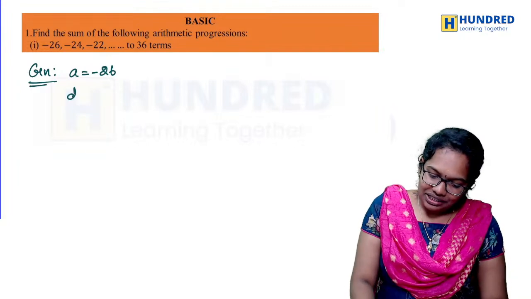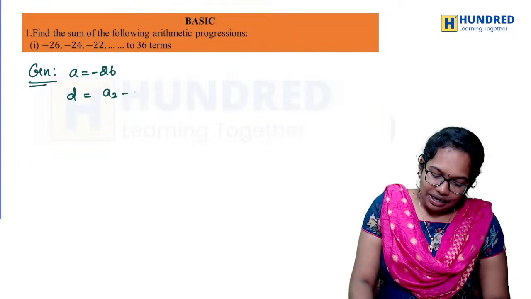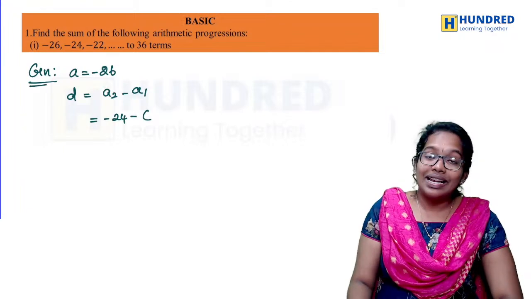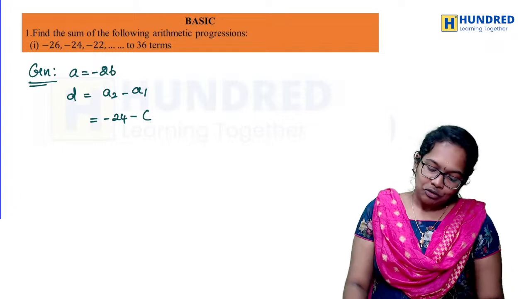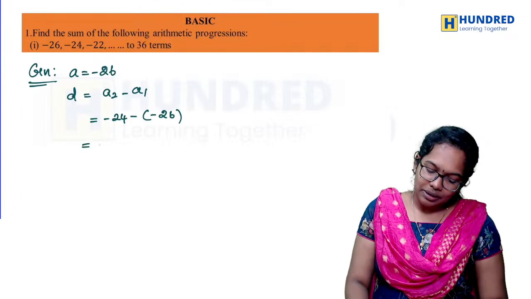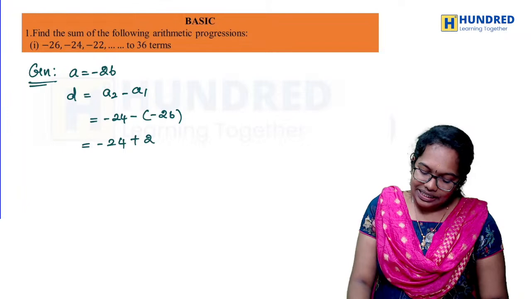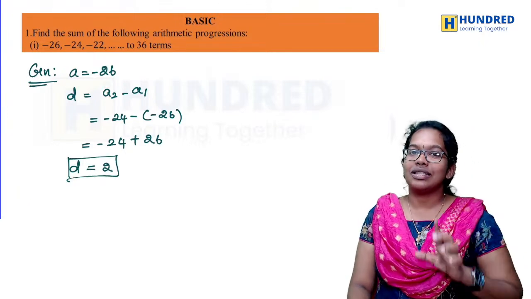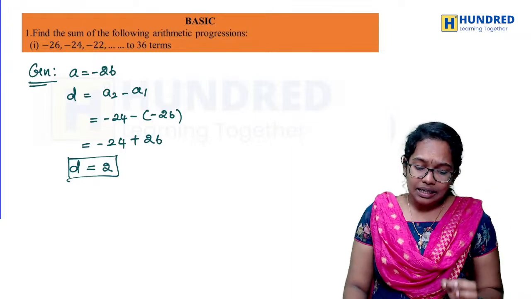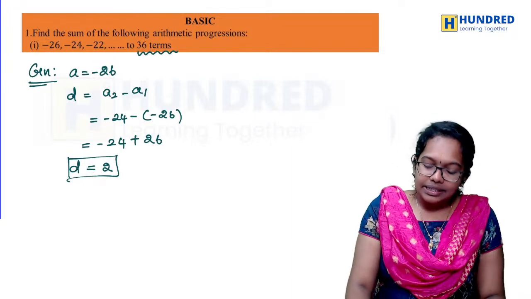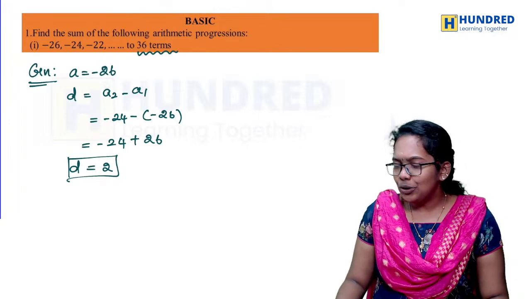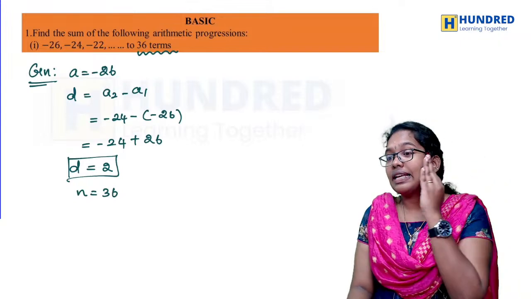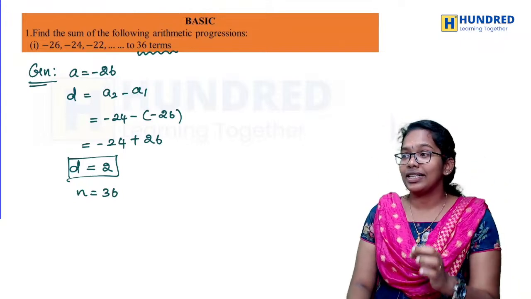After that, find the common difference, which is a2 minus a1. What is a2 here? Minus 24 minus a1, which is minus 26. So it is going to be minus 24 plus 26, which is 2. So the common difference is 2. After this, they have given 36 terms here. So n is equal to 36. So in total this AP has 36 values.